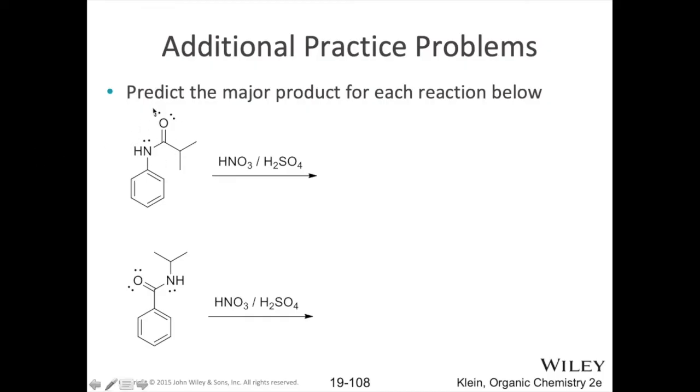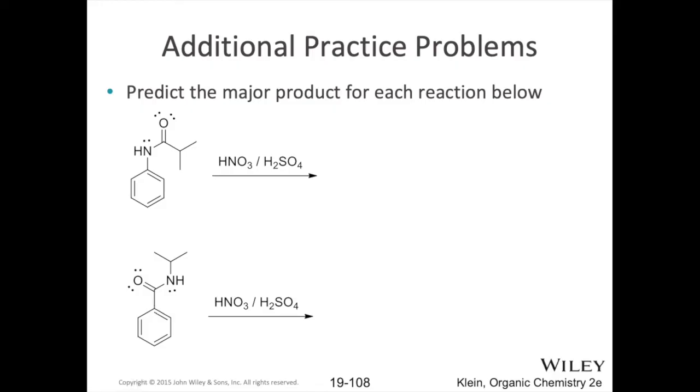Okay, so while the substituent on these two molecules has all the same pieces, notice the connectivity is a little different, right? So here we have a nitrogen connected to a carbonyl connected to an alkyl group. Here we have the carbonyl connected to the nitrogen connected to the alkyl group. So here we have the nitrogen connecting to the benzene ring. Here we have the carbonyl connected to the benzene ring.